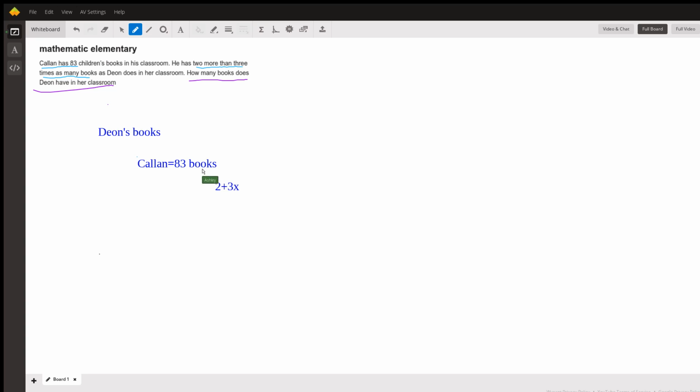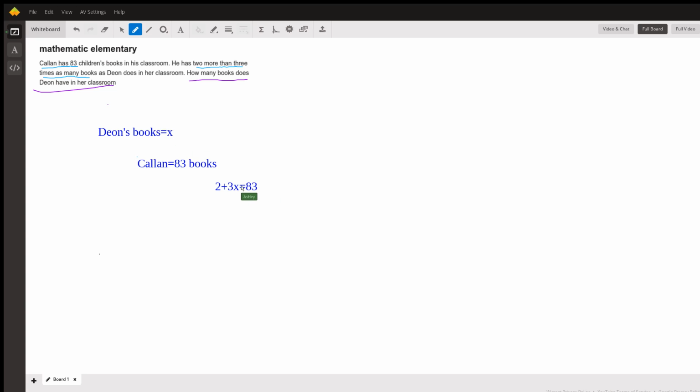So we know that Callan has 83, and we know that this equation, 2 plus 3x, is what tells us how many books Callan has. So now we need to go back and solve for x, because that's what we want to know. We want to know how many books Deon has, and we gave Deon's books the variable of x. So we want to make sure that we solve for that.